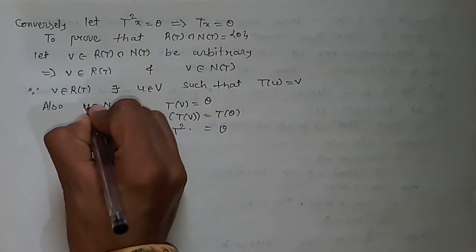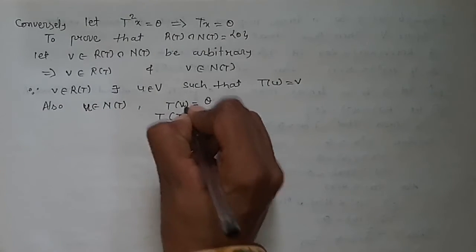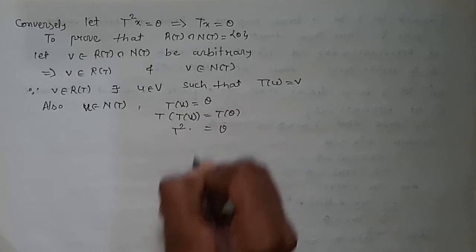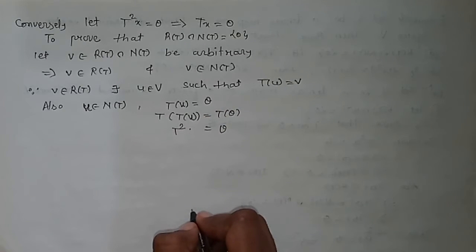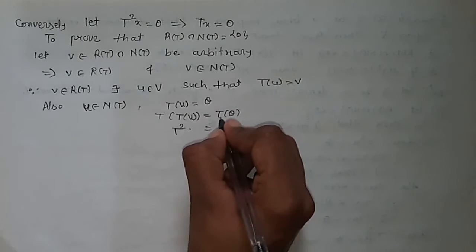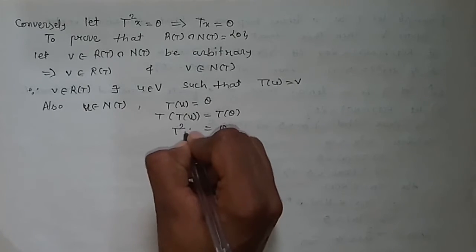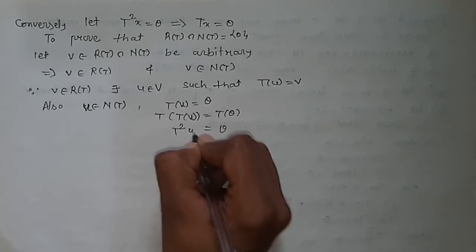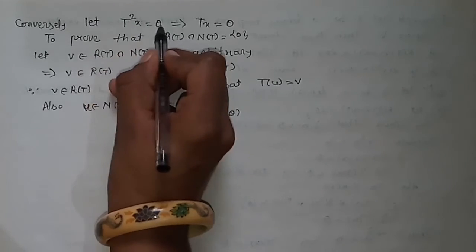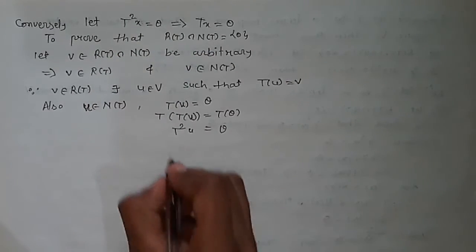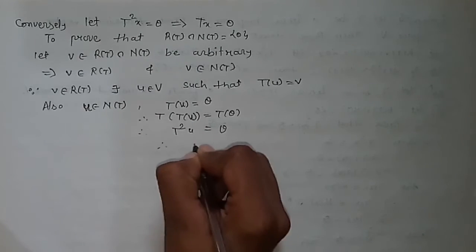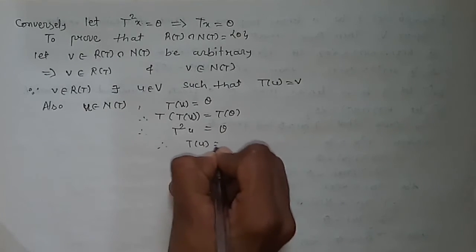Okay, this is not V, this is V. So T of U is equal to theta. Taking composition with T on both sides, T of T of U is equal to T of theta. Now this becomes T square of U is equal to theta. Again we have T square of x is equal to theta, which implies T of x is equal to theta. So from here we can conclude that T of U is also equal to theta.